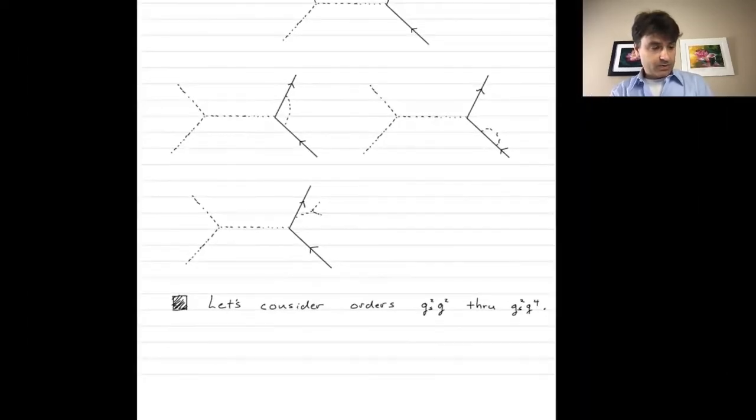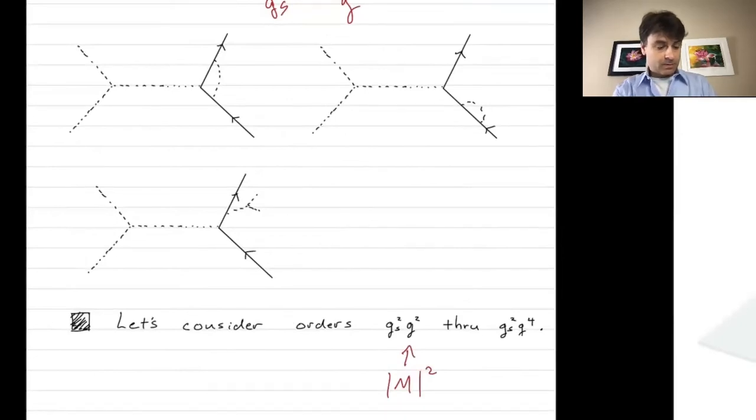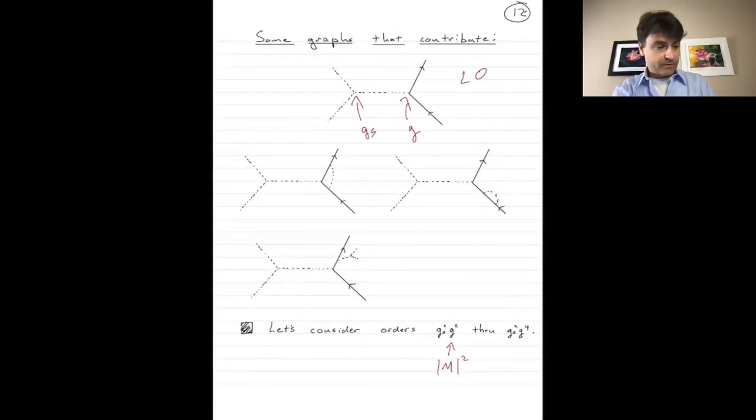but still I'm going to start out with this diagram, which when I do the square modulus, m squared, is going to be order gs squared g squared. Remember that gs is this coupling and g is this coupling. And then I'm going to start considering other graphs. For example, this graph has another g squared, so that would be gs squared g to the 4th. And I'm going to look at the non-trivial order for the A jet.